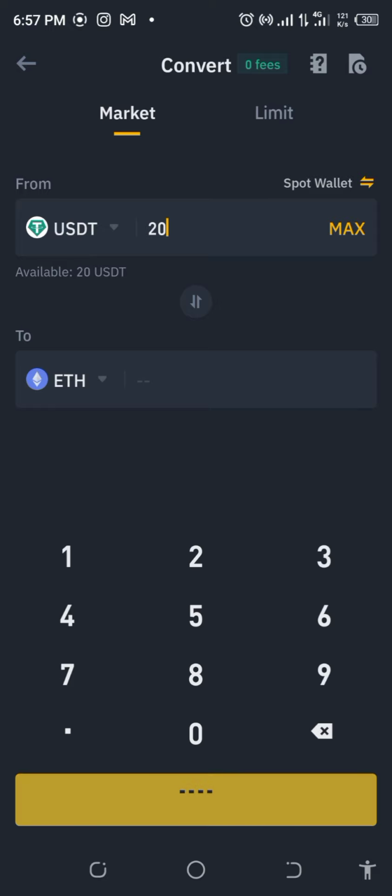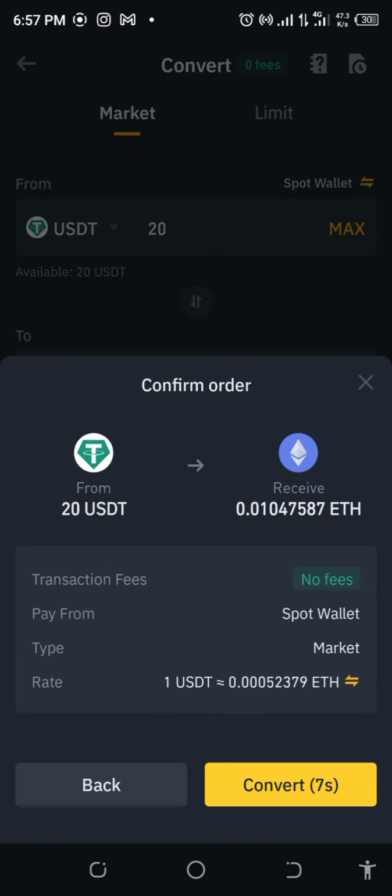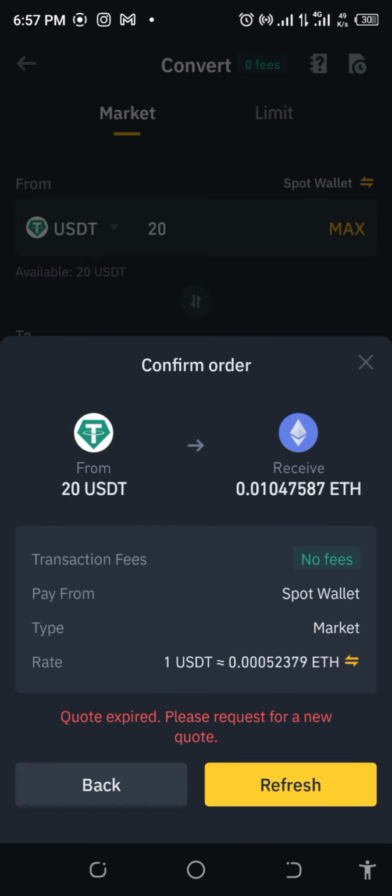Let's do this max. We're getting 0.014. It's the same thing we're getting, right? But am I going to get any fees? Not sure. It says zero fees. Maybe we'll go with this one and just try that out for trying out sake. So before it was 0.0149. Now it's 0.0147. Okay.